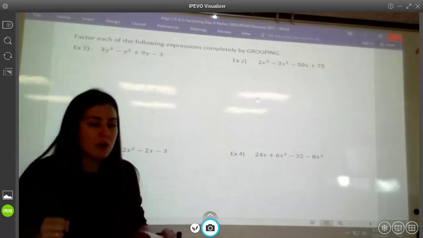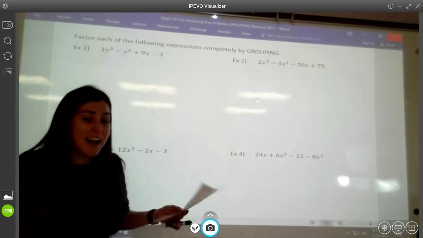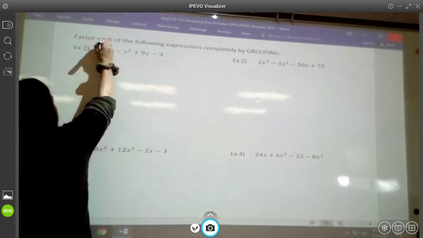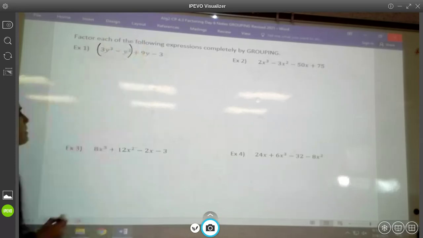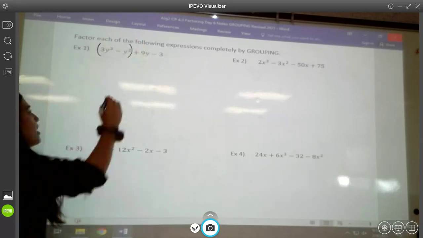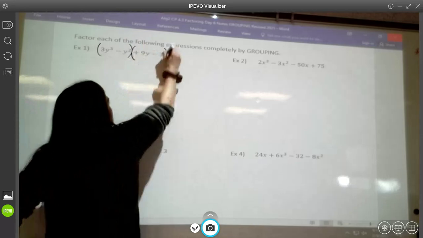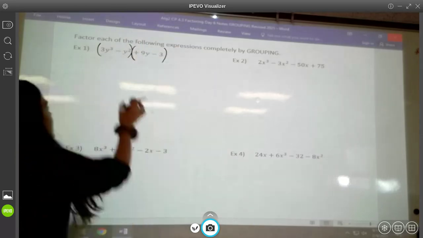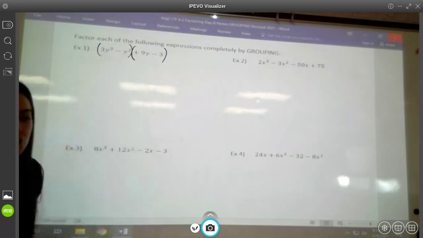So to factor something by grouping, to get started, you got to make groups. So what you're going to do is you're going to group the first 2 pieces as an individual group, and then you're going to group the last 2 pieces. And this is why you have to have an even number of terms. You have to have the same number of terms in each group.